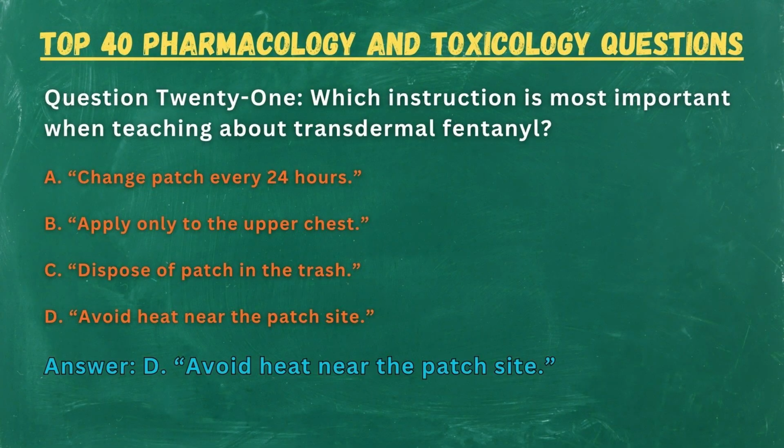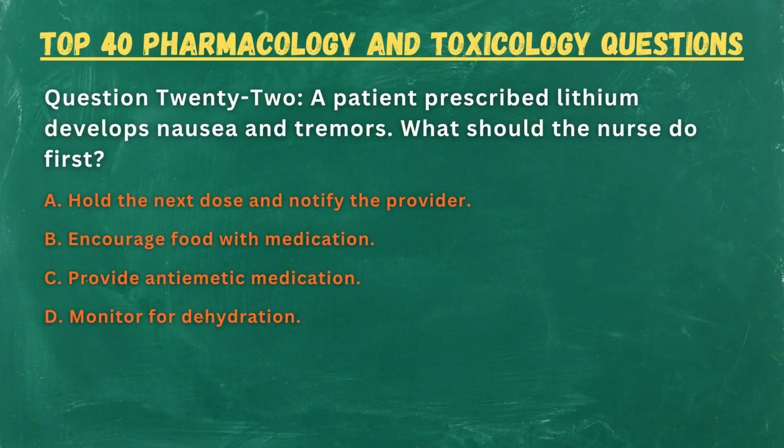Answer: D. Avoid heat near the patch site. Question 22. A patient prescribed lithium develops nausea and tremors. What should the nurse do first? A. Hold the next dose and notify the provider.